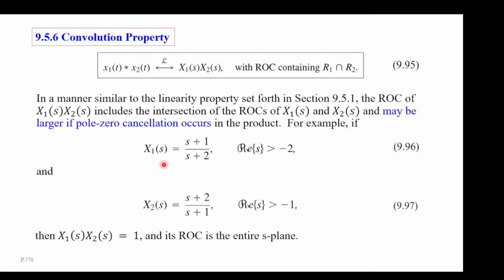And here we have a very trivial example. We have X1 is (s plus 1) over (s plus 2), and X2 is (s plus 2) over (s plus 1). And we see that you have X1 multiplied by X2. Then your ROC becomes the entire S-plane, because X1 times X2 is 1, and there are just no poles, so the ROC should be the entire S-plane. Question?